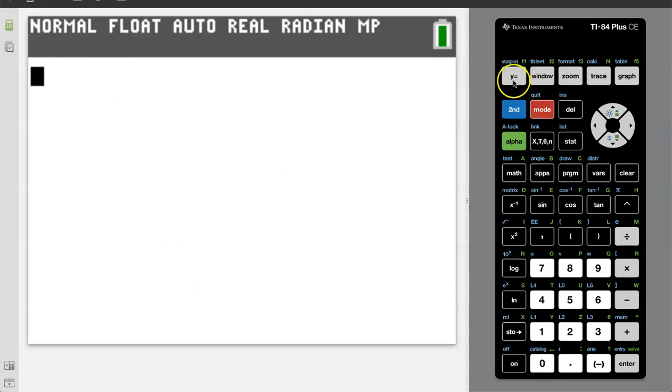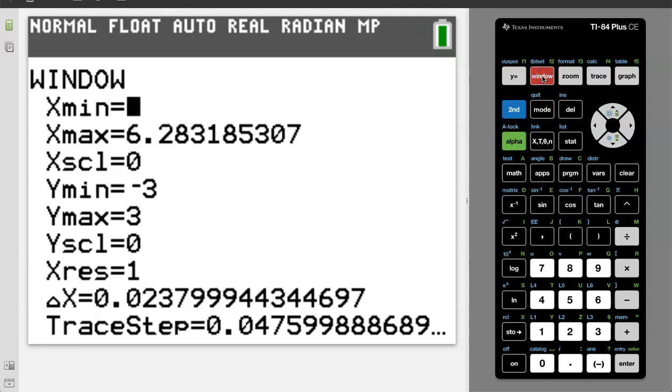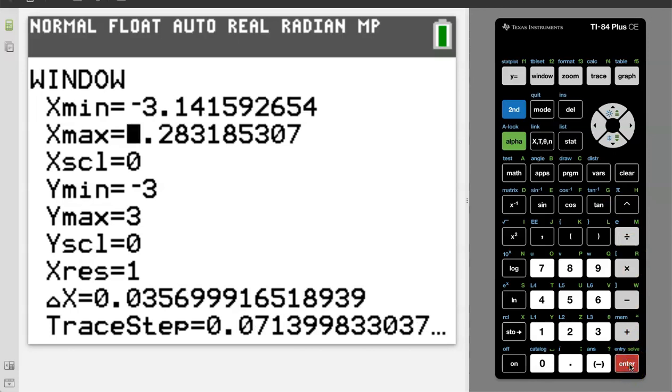The window button is right next to y equals. So hit window, and your min and max are going to be where you set your interval. So in our problem, our interval was negative pi to positive pi. So the negative has to be your min, it's the smaller value, and then the other one will be your max. So for x min, I'm going to go ahead and do negative pi. And when you press enter, you'll see that it turns into a decimal value. Let it do that. And then for max, I'm going to do second positive pi, press enter.